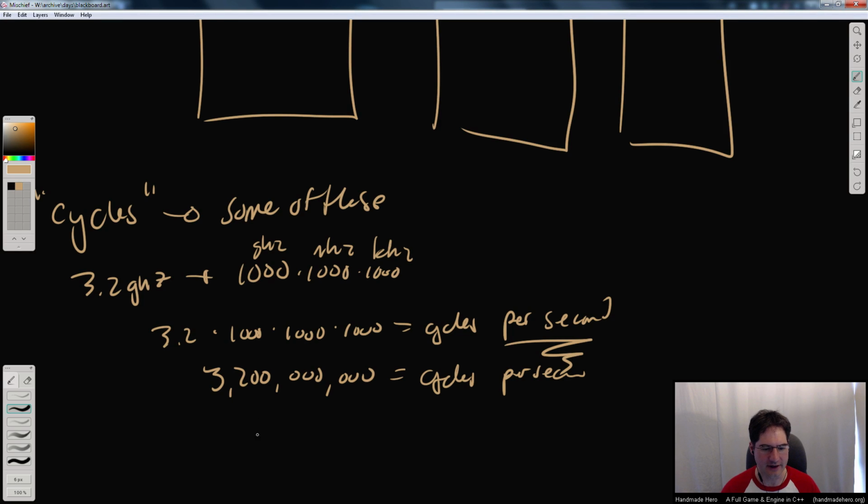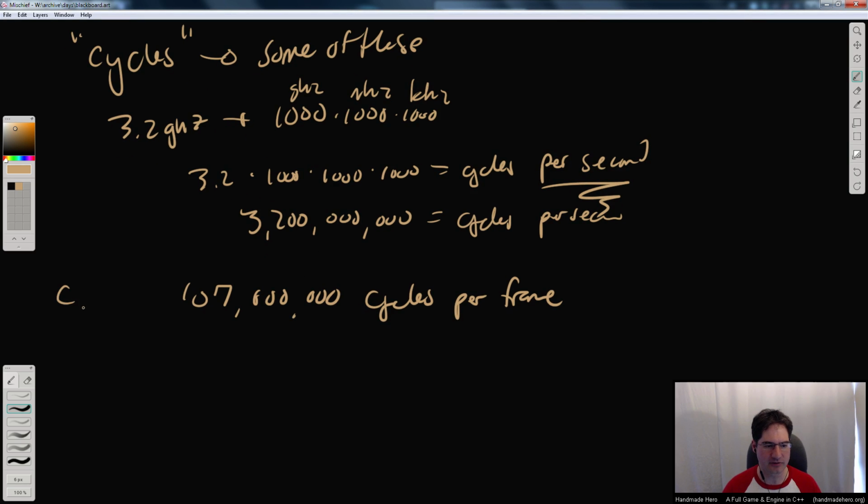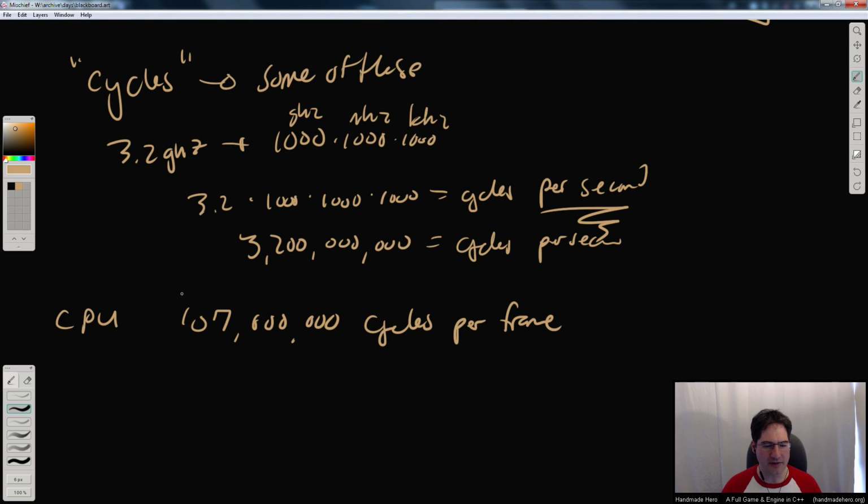So let's just write that down. 107 million cycles per frame. This is on the CPU. So that means we have 107 million cycles to get everything that we need done in a frame. And if we don't get everything done in that 107 million cycles, our game will not hit 30 frames a second.